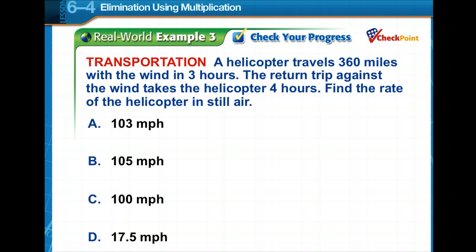Now it's time for you to check your progress. So read the problem, pause, work the problem, and then choose your answer. Restart the video to see that you're correct. 105 miles per hour. So if you didn't get that, go back and look at some of your work. Did you make just a little error with your signs? I bet you got this one.